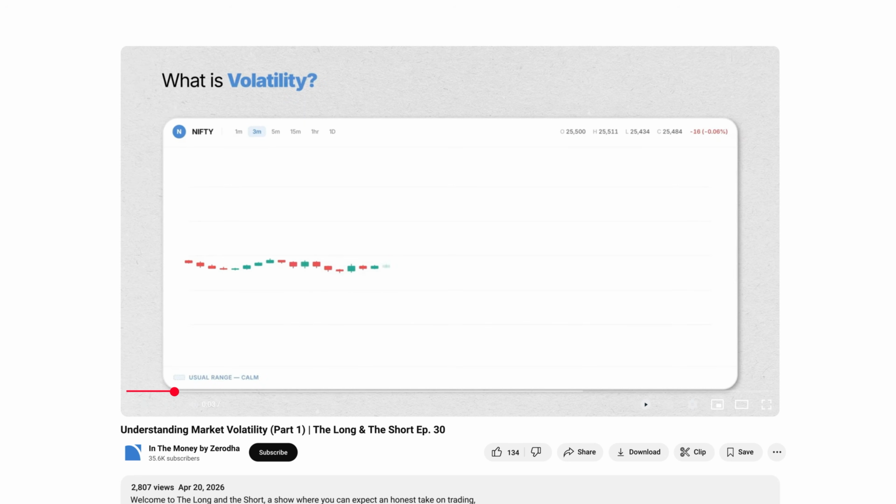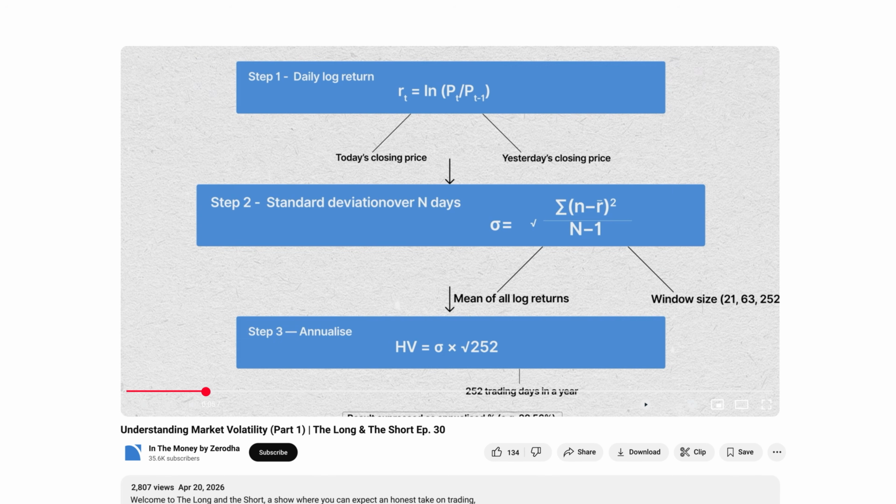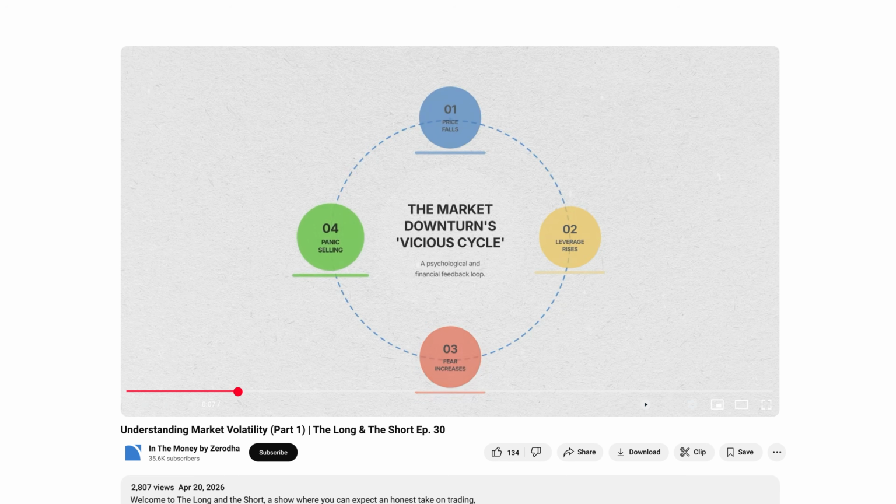In the previous part of the series, we explored what volatility is, how to measure it, and how it relates to market direction. In this second part of the Understanding Market Volatility series, we will look at volatility from two different perspectives, as an investor and as a trader, and how each can use it to their advantage. Along the way, we'll also examine the role of volatility in options, how it is measured, and how it can be used effectively while structuring trades. So without further ado, let's get started.